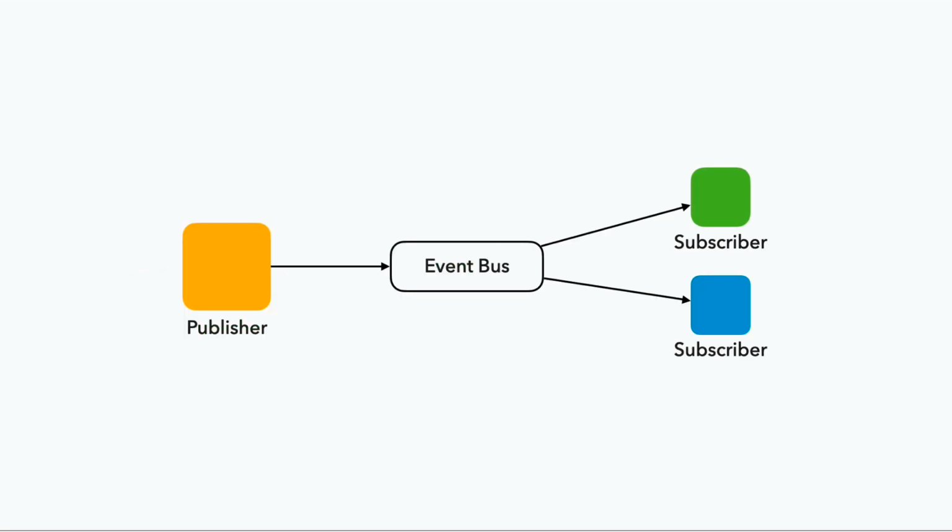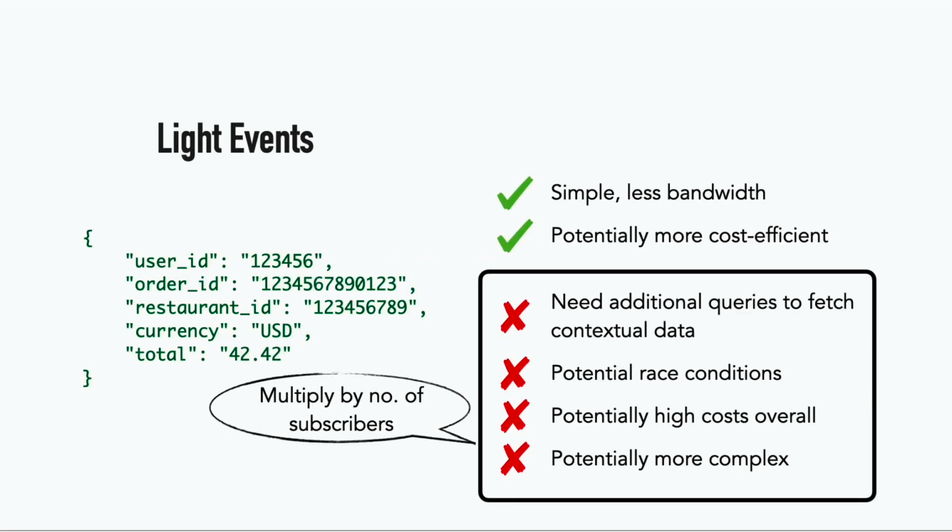And bear in mind that we might have more than one subscriber, and these trade-offs can apply to each one of them. So the true impact of these additional queries to fetch contextual data can be multiplied by the number of subscribers, and this can become really painful in a complex system.